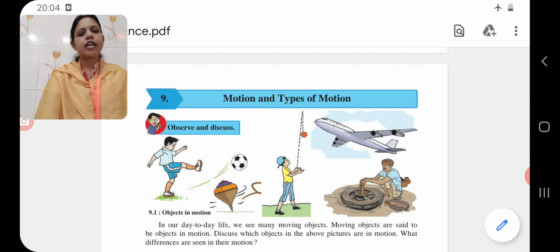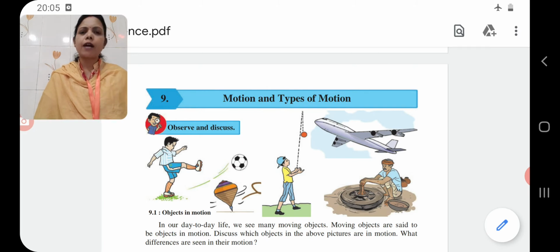So children, in our daily life we see many objects which are moving. Do you know what we call these objects? The objects which change their position are called moving objects. Suppose one table is lying in one corner and we want to push it, or we want to change its place. So what will we do, children? We will push that table and keep it in another place.